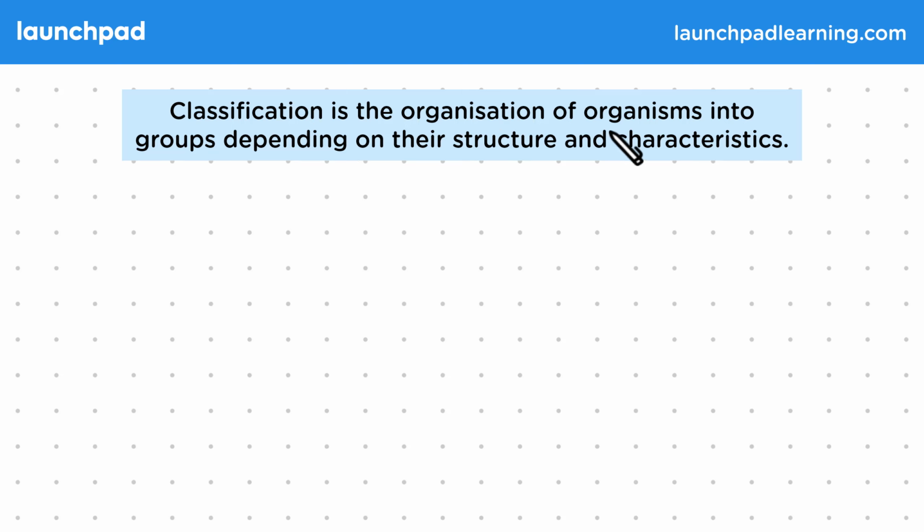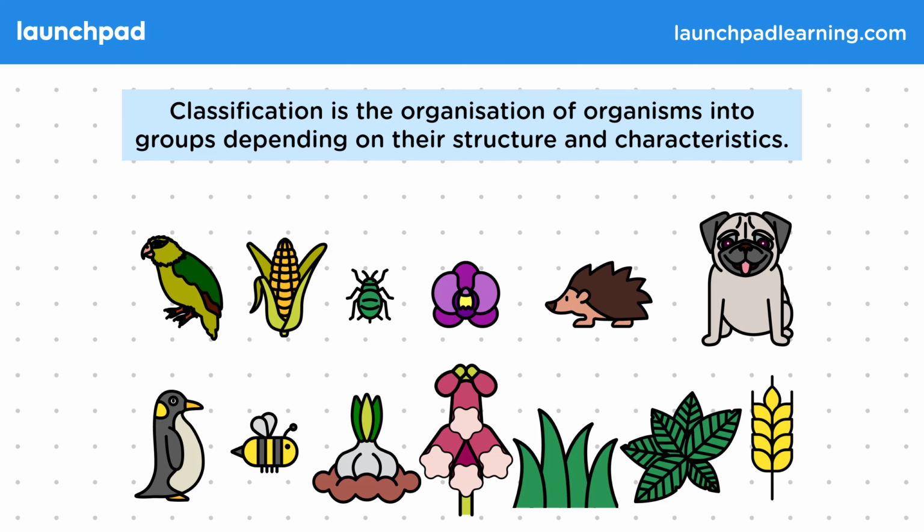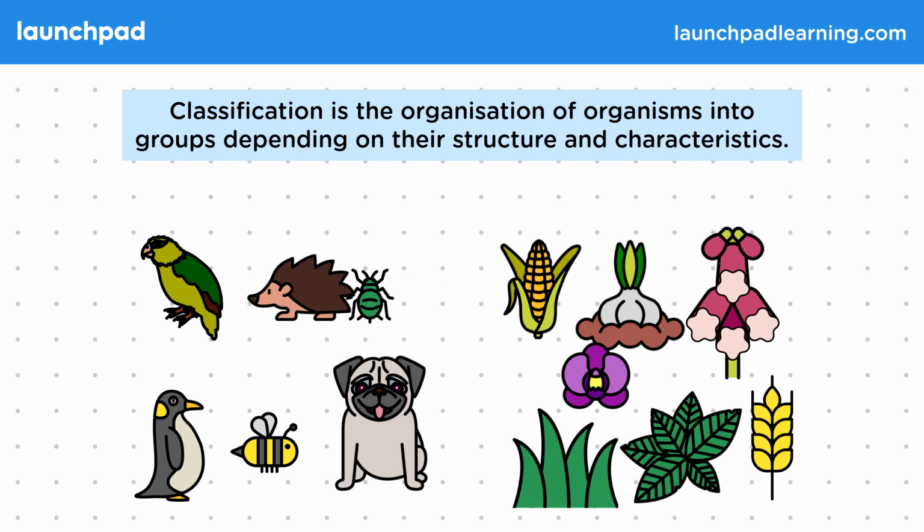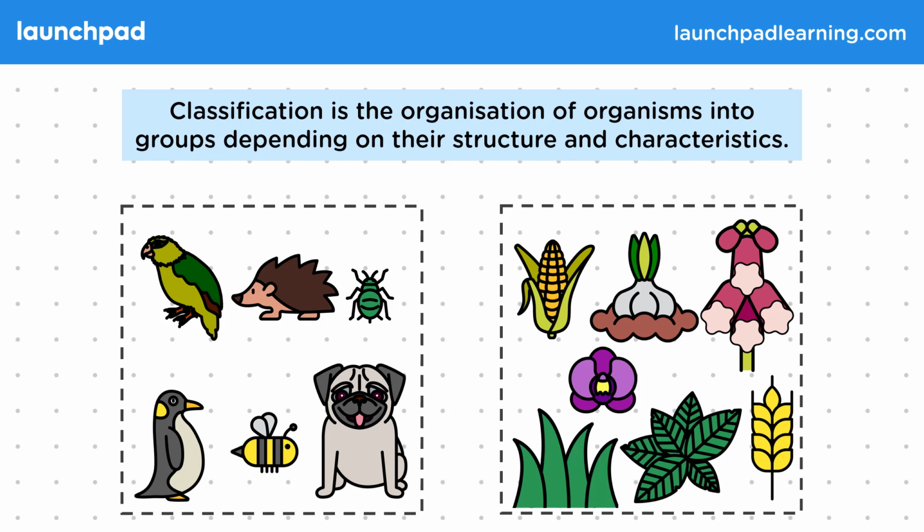Classification is the organisation of organisms into groups depending on their structure and characteristics. There may be multiple ways of classifying organisms, for example, based on colour. In this case, we've organised these organisms into animals and plants.